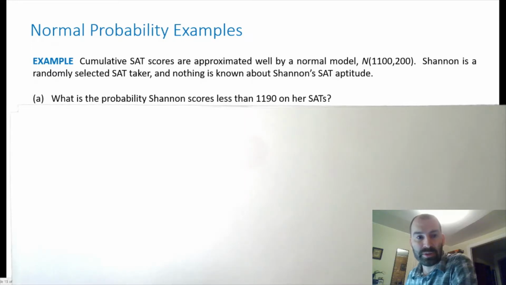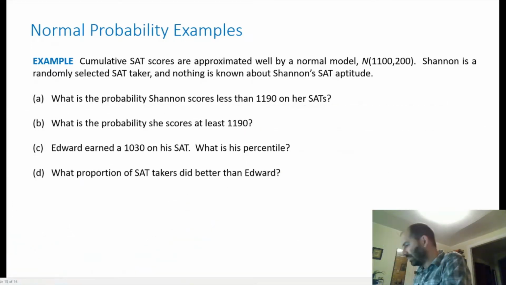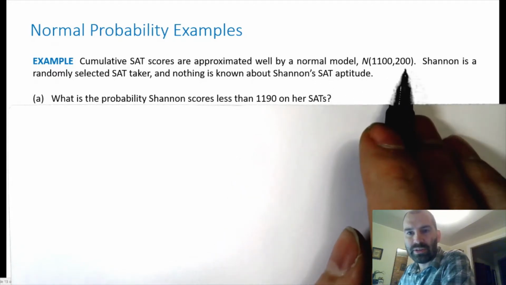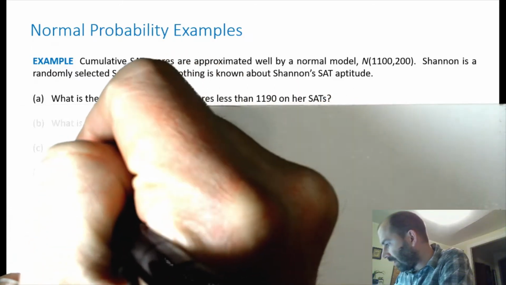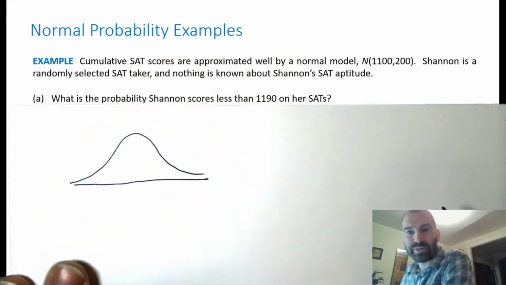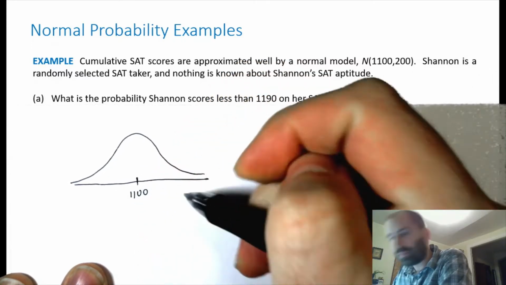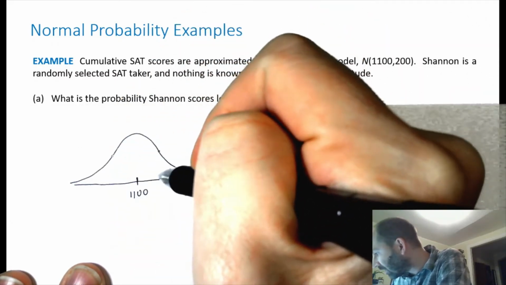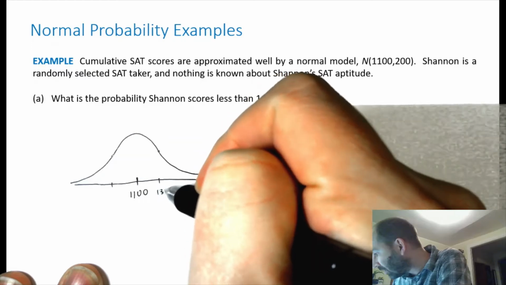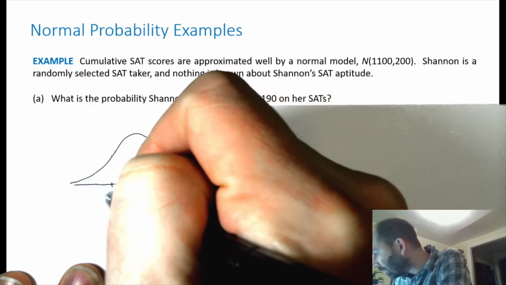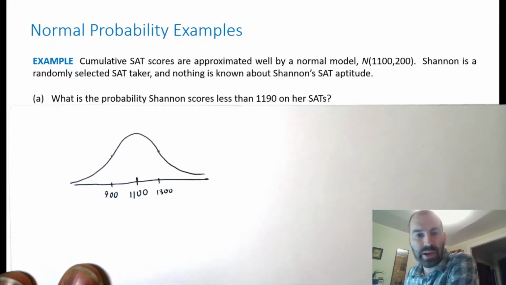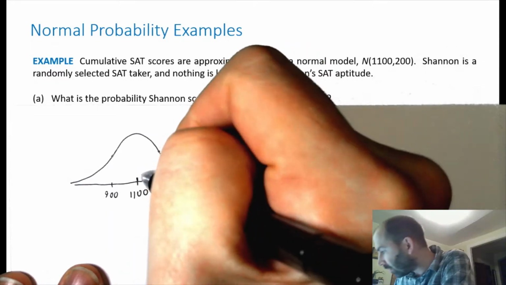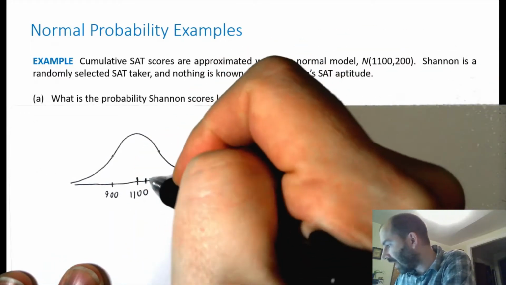Well, let's draw a picture of what's going on. We know that the scores are normally distributed, so we have this bell-shaped curve. The mean is 1100, and the standard deviation is 200. So right where it starts curving down to curving up, I know that's going to be 200 above and 200 below. So that's going to be 1300 there, and that's going to be 900 there. So these are the SAT scores. She's got 1190. So where is she? She's right over here. That's where Shannon is.